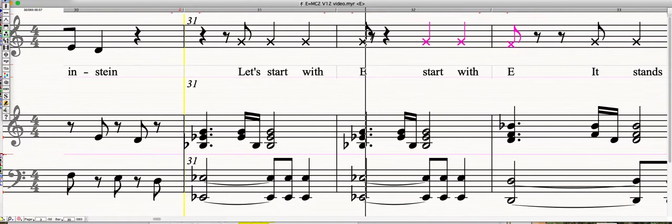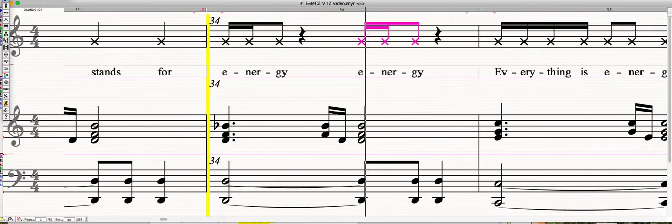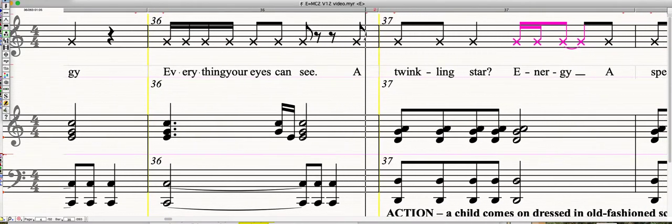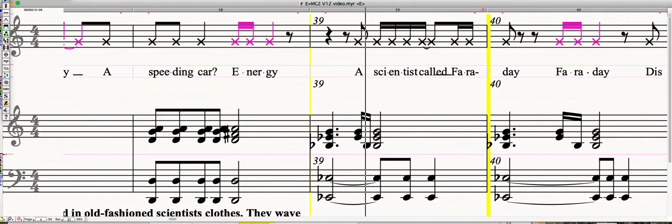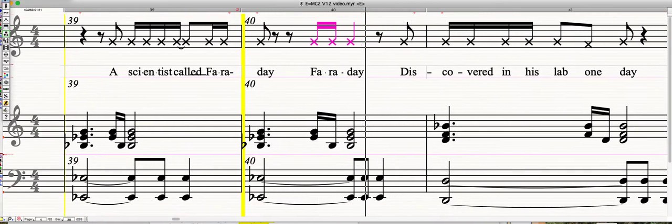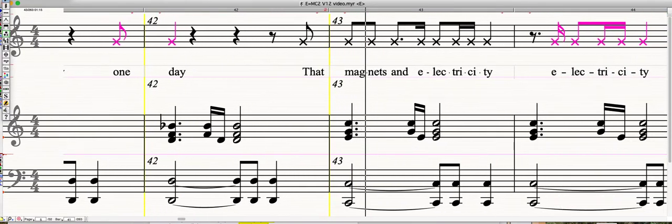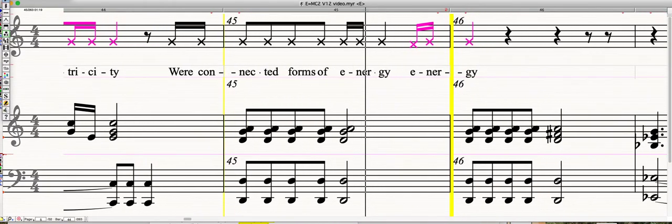Let's start with E. It stands for energy. Everything is energy. Everything your eye can see. A twinkling star, energy. A speeding car, energy. A scientist called Faraday discovered in his lab one day that magnets and electricity were connected forms of energy.